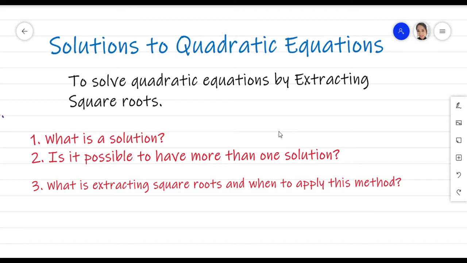So, for today's lesson, we will be learning about solutions to quadratic equations. The specific objective for this lesson is solving quadratic equations by extracting square roots. Now, the three important questions in this lesson: what is a solution? Second, is it possible to have more than one solution? And third, what is extracting square roots and when to apply this method?